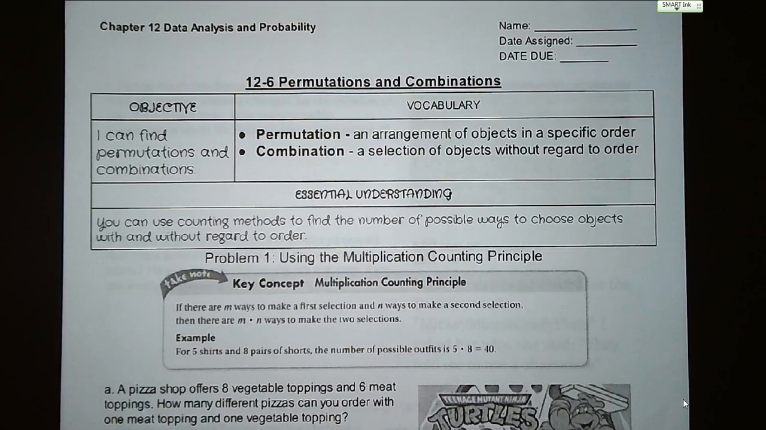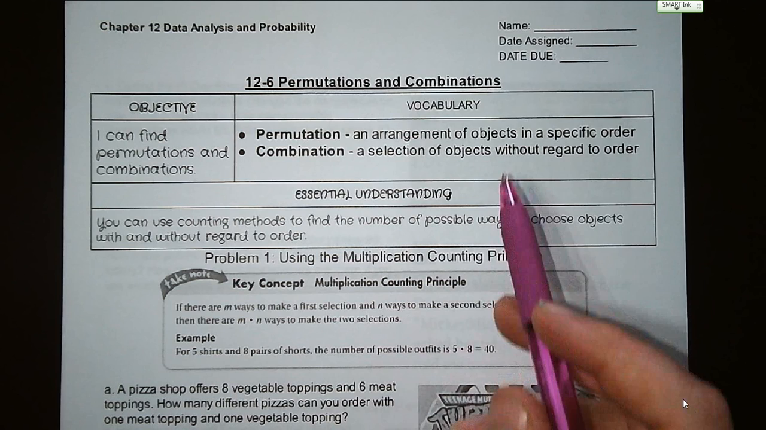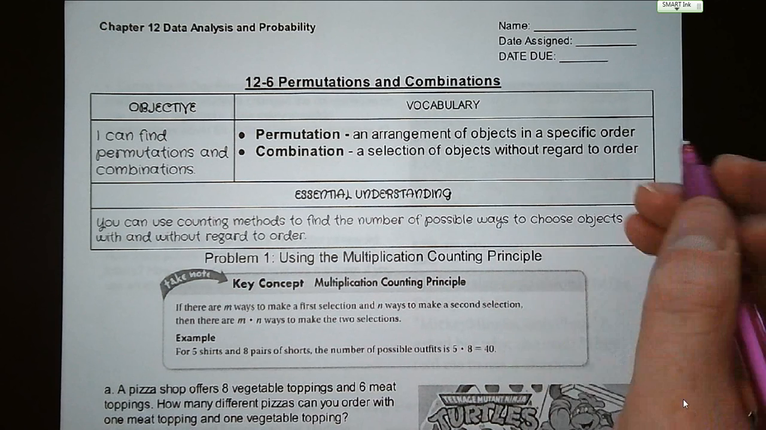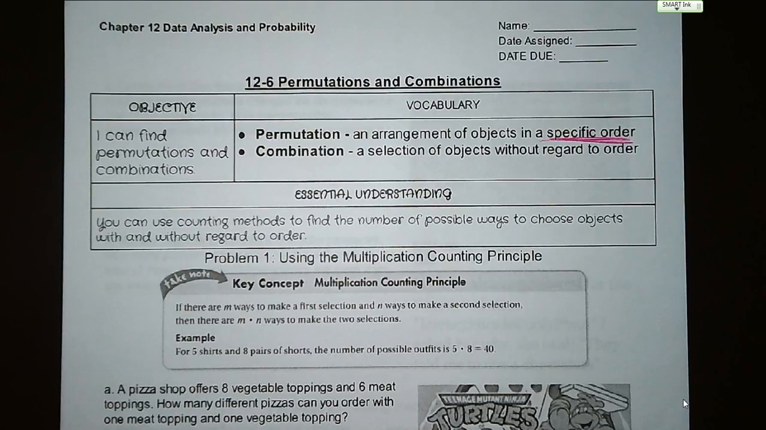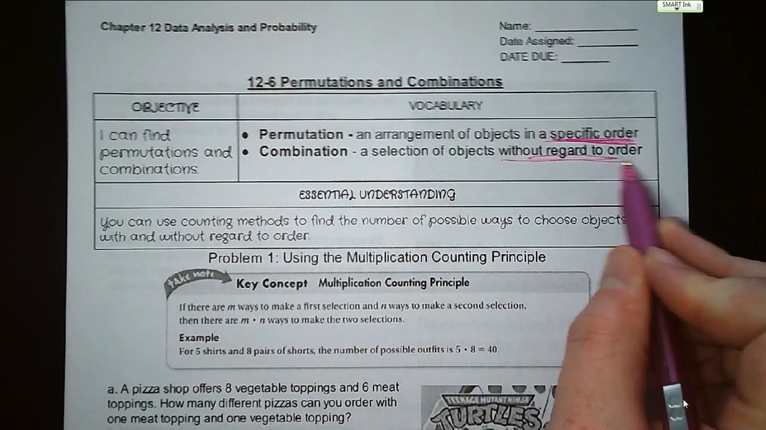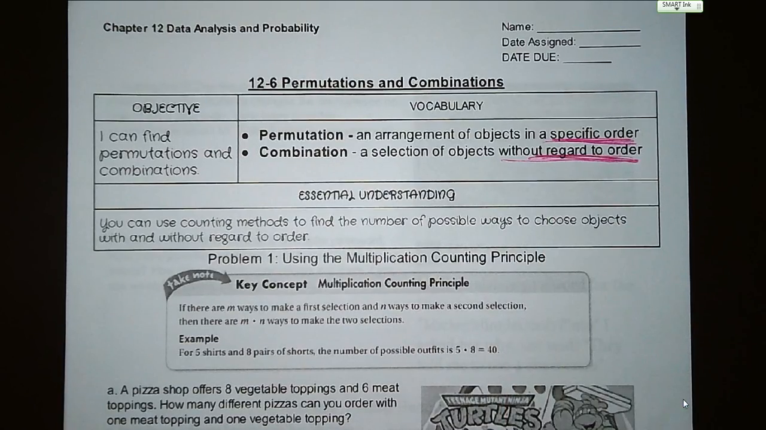What is a permutation? Well, it's an arrangement of objects in a specific order. That's the important part there, the specific order. And a combination is a selection of objects without regard for order. So order does not matter for a combination.